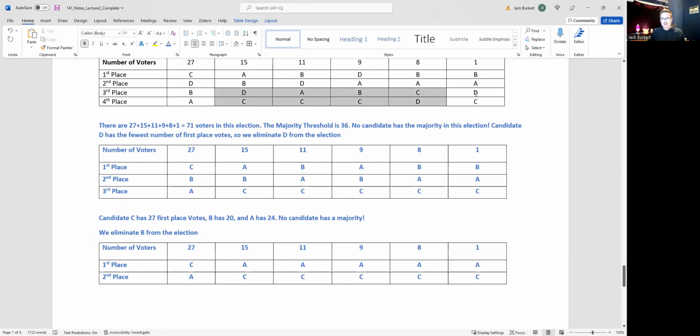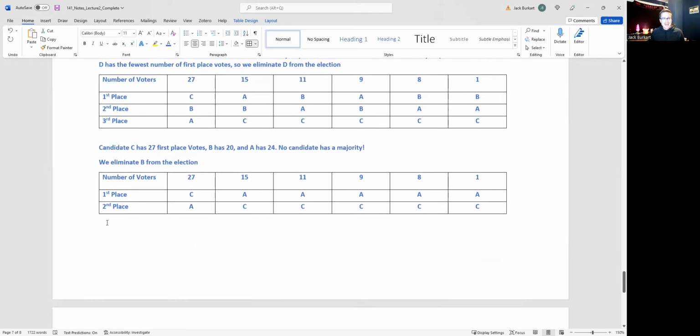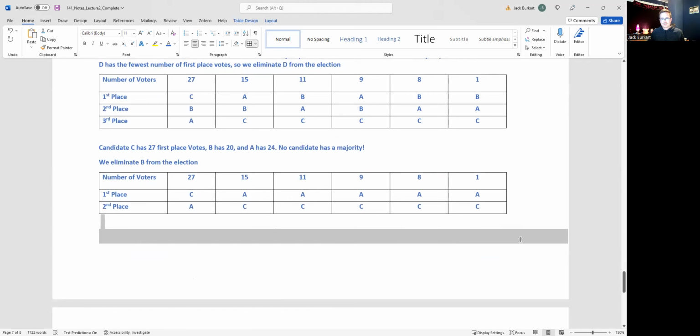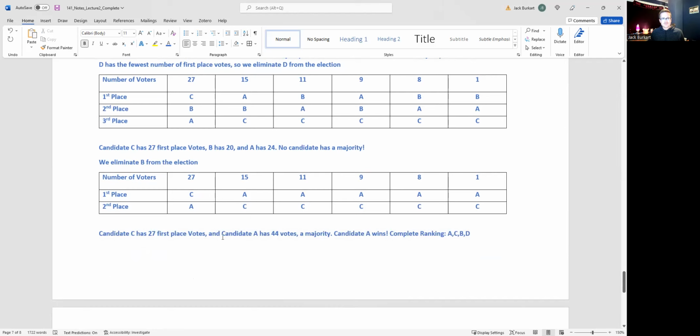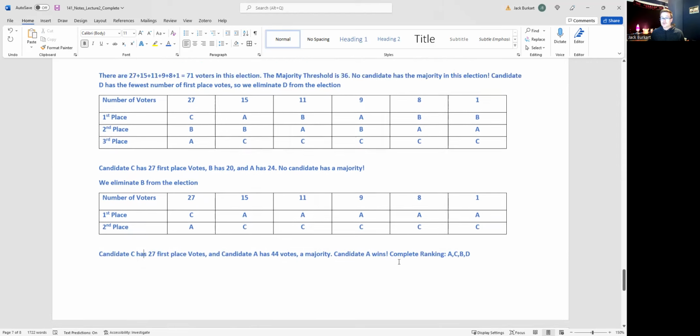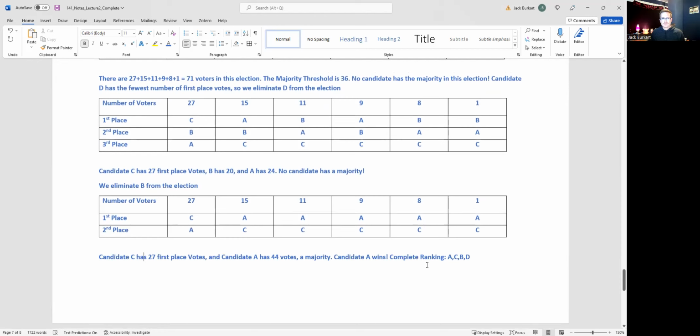If we observe down here, candidate C, while very popular with 27 voters, is extremely unpopular with the rest of the voters. So the way things unfold in this case is that candidate C has 27 first place votes, candidate A has 44 votes, a majority, and candidate A wins. So candidate A is the winner under plurality with elimination.